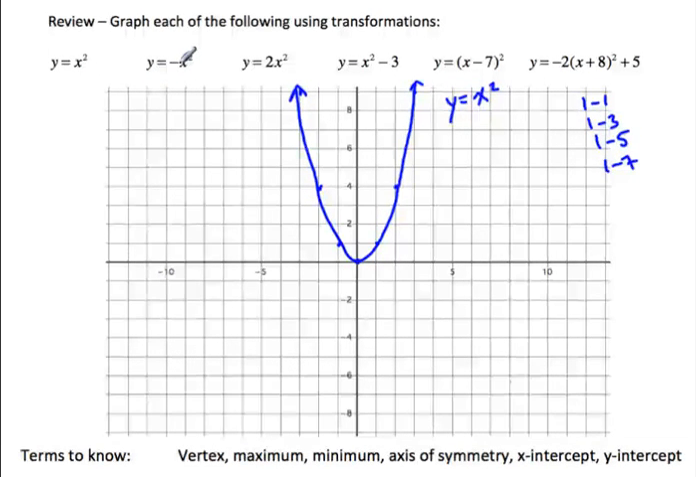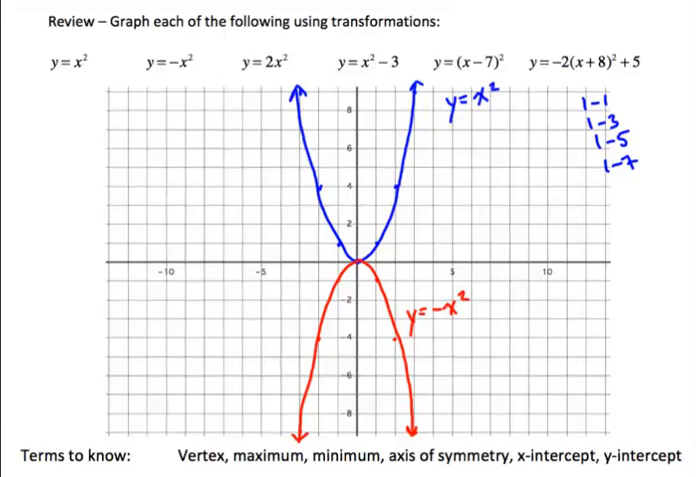Now if I want to draw y is equal to negative x squared, I'm going to do the same but upside down, because you'll recall that that negative is a vertical reflection in the x-axis. Over 1, down 1, over 1, down 3, over 1, down 5. So that's y is equal to negative x squared.